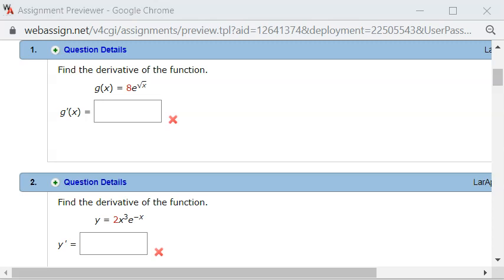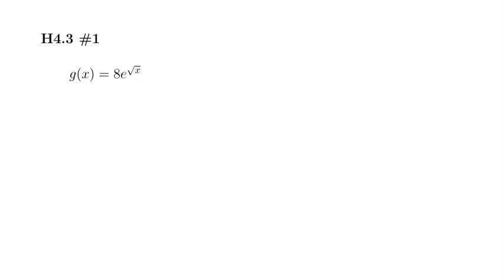All right, let's look at homework 4.3, problem number 1. We want to find the derivative of this function g of x. All right, so let's do that. First thing I would do is, again, I don't like square root. I'm going to rewrite it as 1/2 power.